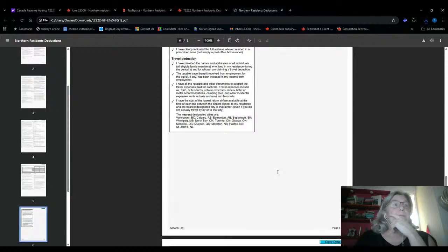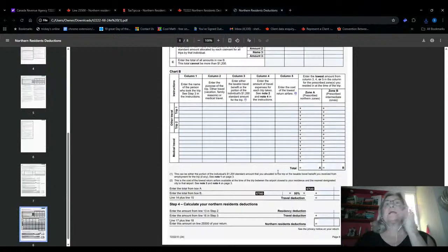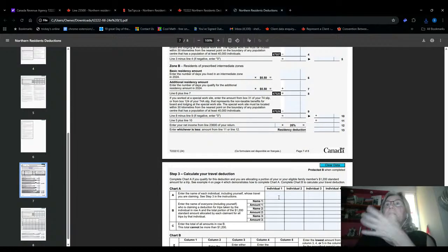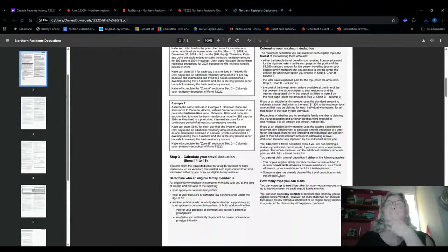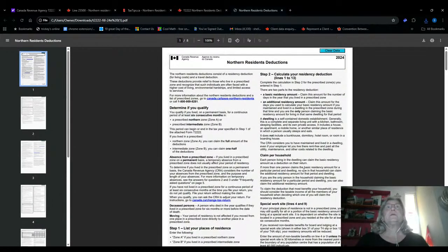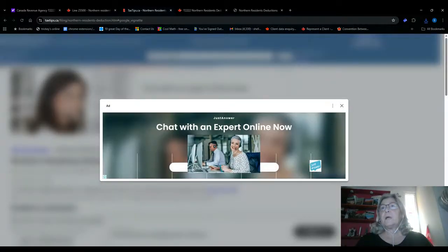This form, with the instructions, is like 8 pages long and a lot of calculations to go through. You have to manually do the calculations. It won't do it for you. So I just wanted to show you the form for those of you that want to read everything and understand everything. Where I'm going to take you now is to Tax Tips. It's an easier site and it's easier to understand. It's taxtips.ca. We're not going to chat with the expert.